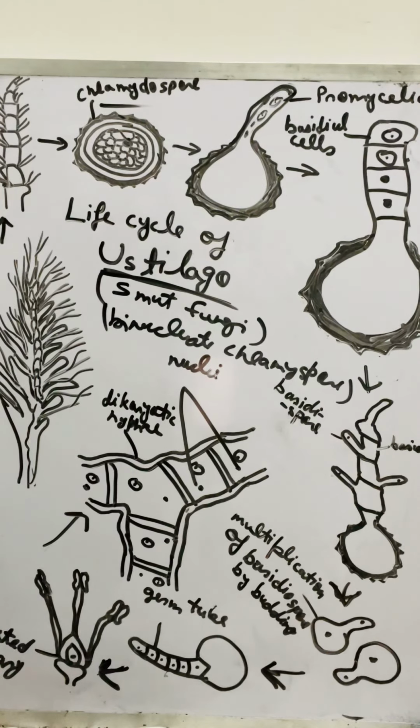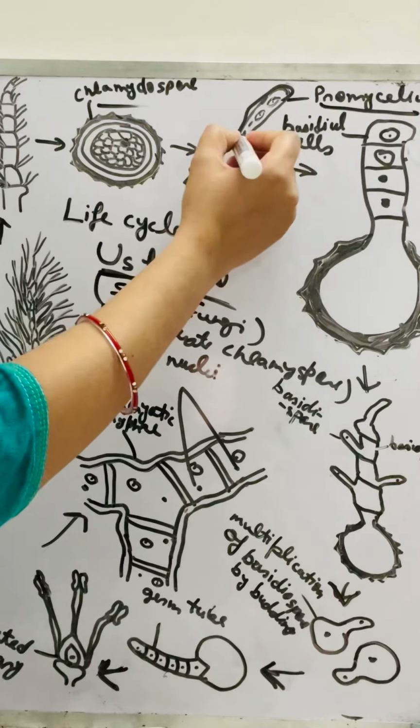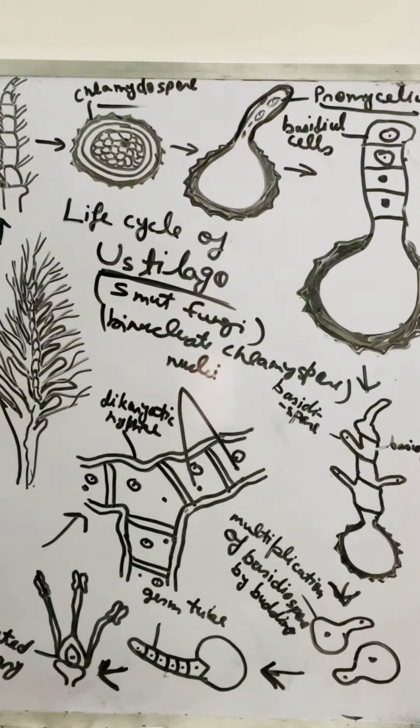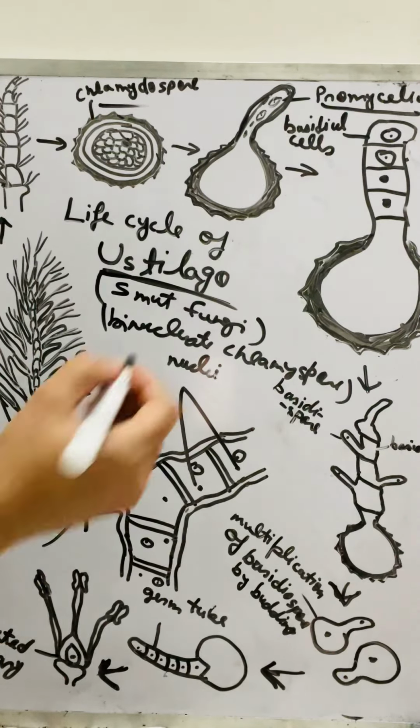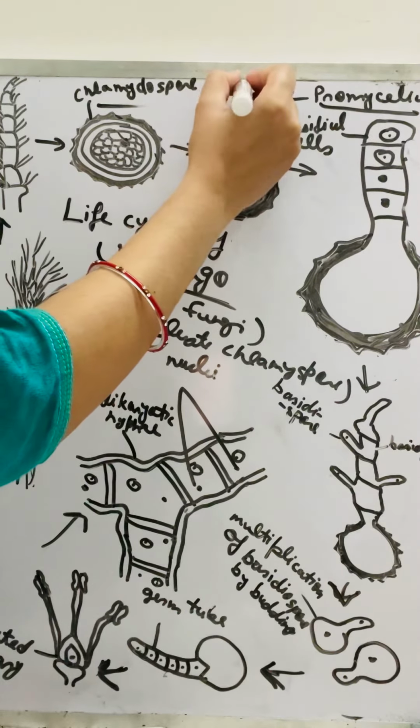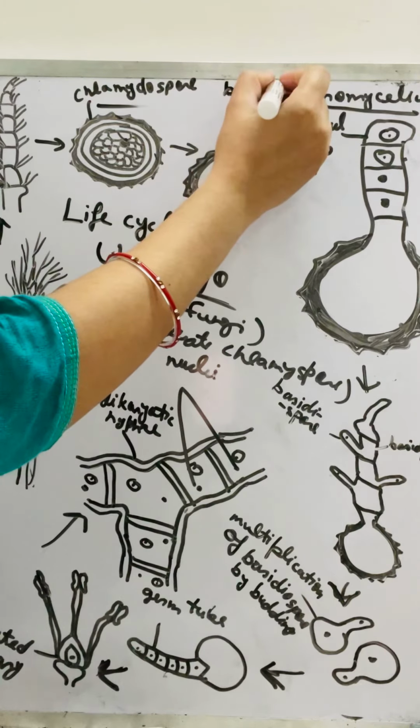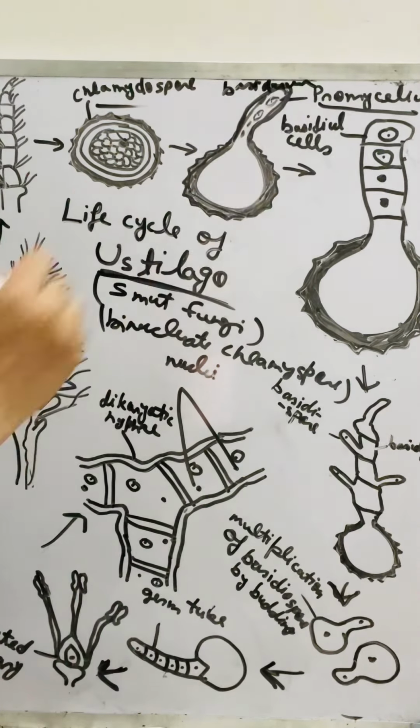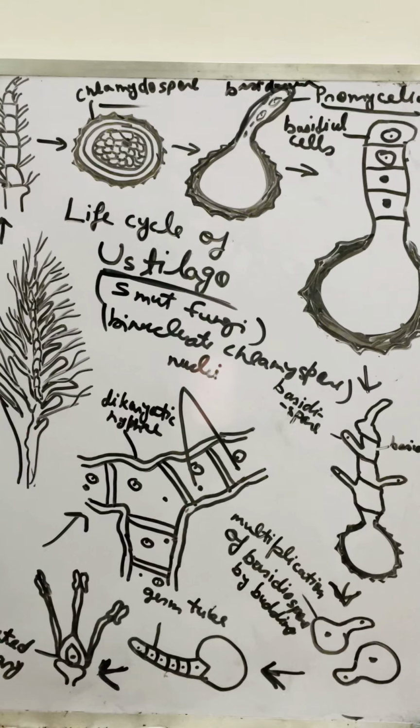After germinating, the germ tube forms the promycelium. This germ tube is called the promycelium or basidium.